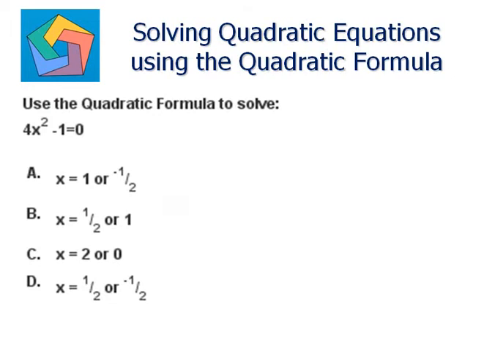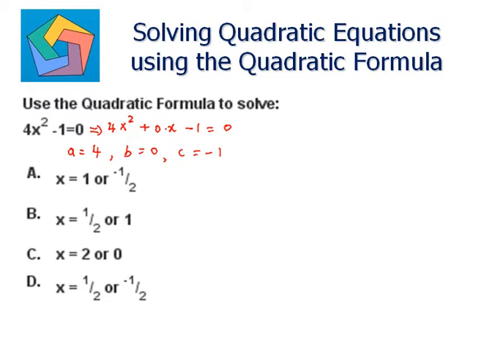Let's look at a problem. Use the quadratic formula to solve 4x squared minus 1 equals 0. So I can write this equation in the form ax squared plus bx plus c equals 0. I can write this as 4x squared plus 0 times x minus 1 is equal to 0. On comparing this with ax squared plus bx plus c equals 0, I get a as 4, b as 0 and c as minus 1.